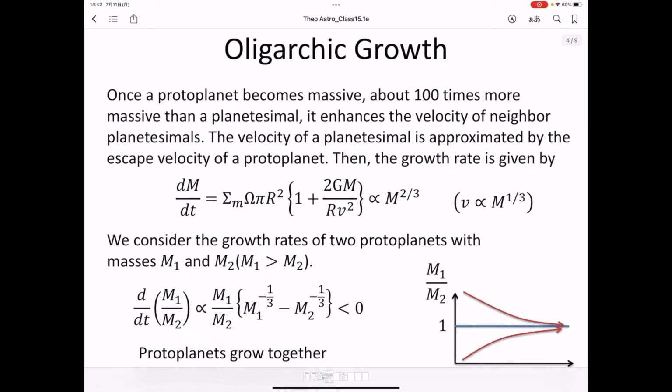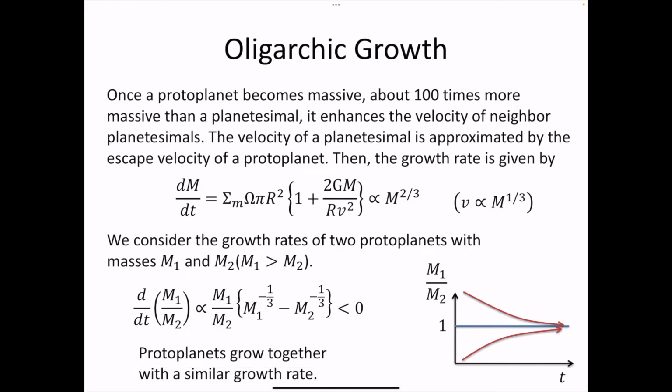After the runaway growth mode, planetesimals move to the next stage, oligarchic growth. Once a protoplanet becomes massive, about 100 times more massive than a planetesimal, it enhances the velocity of neighboring planetesimals. The velocity of a planetesimal is approximated by the escape velocity of a protoplanet. V is nearly equal to the escape velocity of a protoplanet, the square root of 2GM over R. R is proportional to M to the 1/3. So escape velocity is proportional to M to the 1/3.